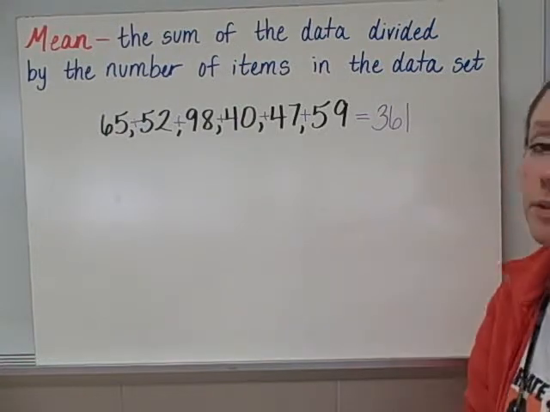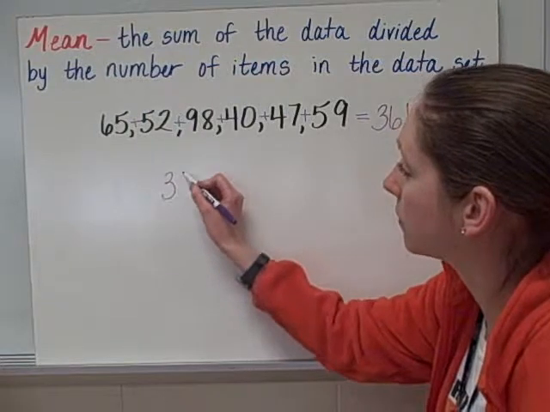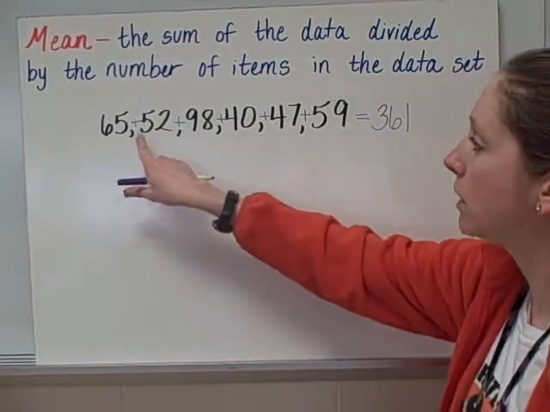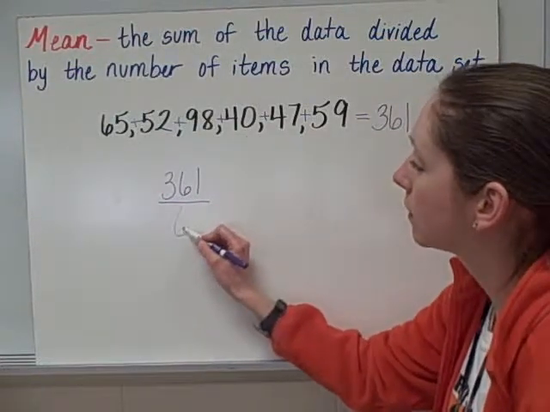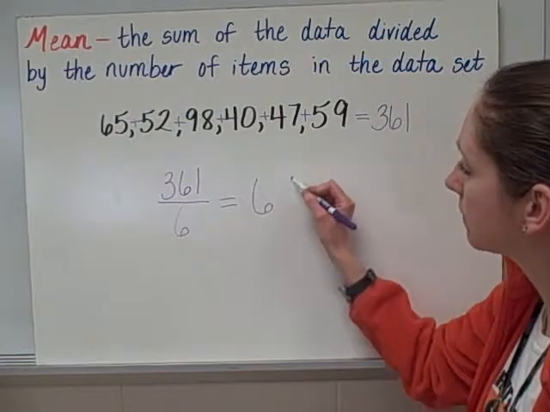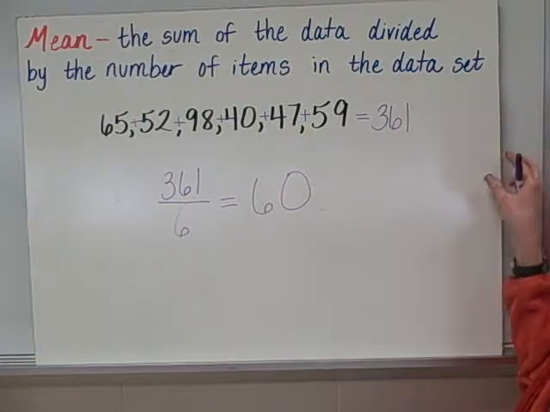I have to take that sum, 361, and divide it by how many numbers I have. I see 1, 2, 3, 4, 5, 6. And when I divide by 6, I get 60. So the mean of this data set is 60.